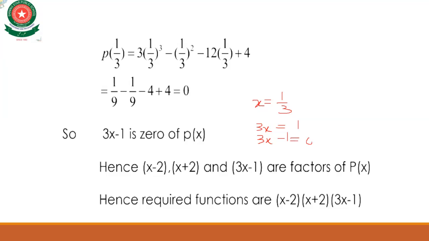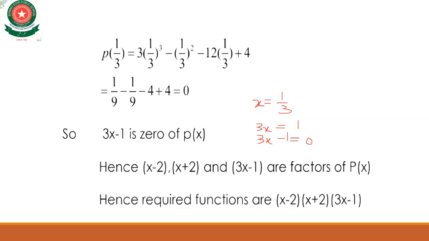Hope you understand this. Let's repeat this again. Here x is equal to 1 by 3, multiplying both sides by 3, this will be 3x equal to 1. As you know, 1 is positive on the right side, by shifting to the left side, this is equal to 3x minus 1 is equal to 0. So you can say that 3x minus 1 is also a zero of p of x.